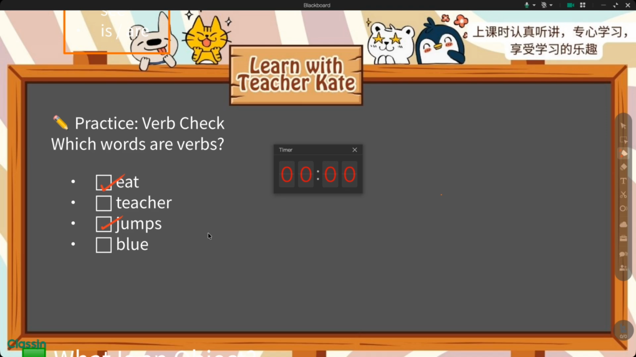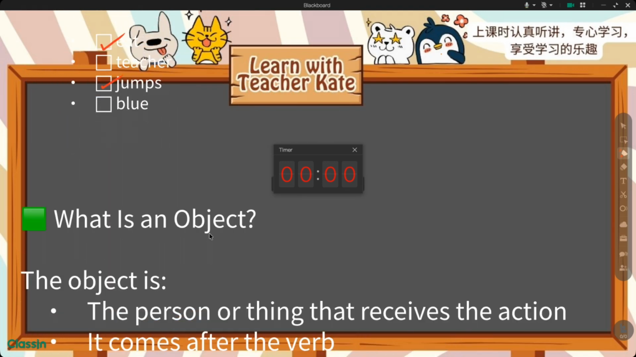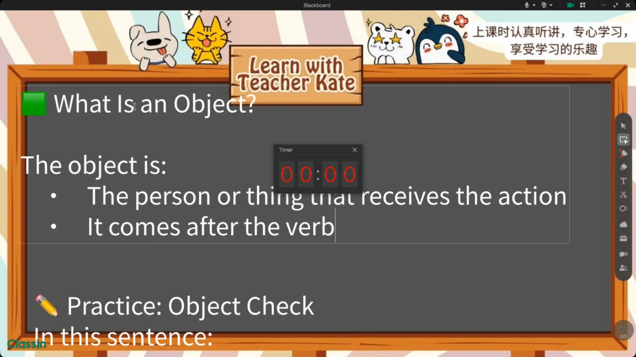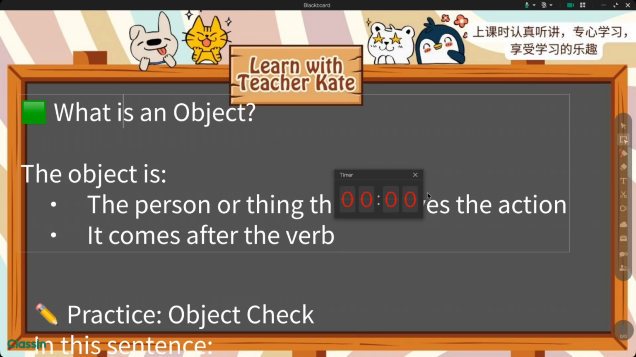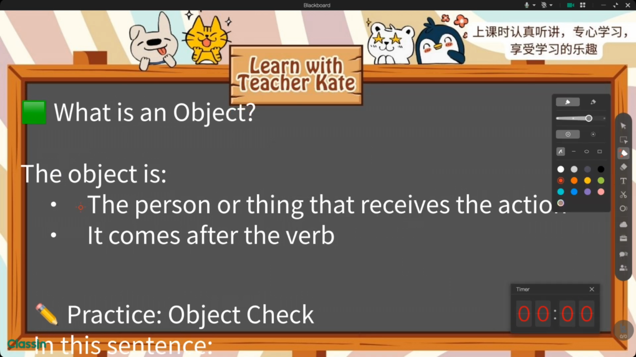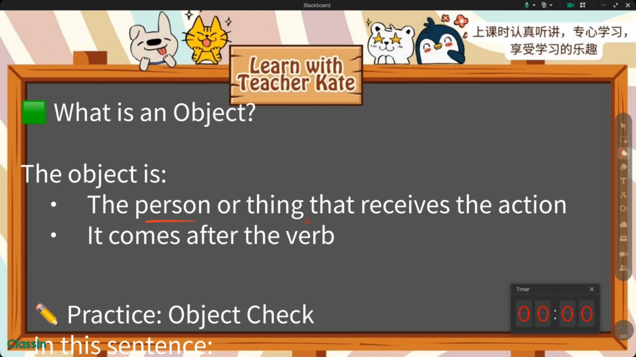This time, let's talk about object. What is an object? The object is the person or thing that receives the action. It comes after the verb. Keep in mind, it comes after the verb.